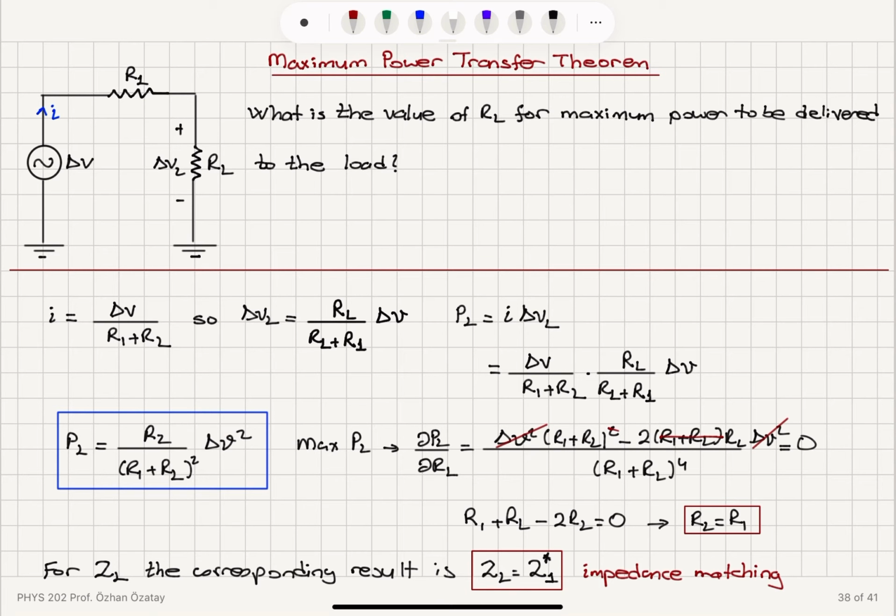We have seen the maximum power transfer theorem. When we maximize the power transferred to a load from an AC source with resistance R1, we see that the maximum power transfer will occur when our load is equal to R1. And we can generalize this to Z load and Z1. When the output impedance matches the complex conjugate of the impedance of the source, we will have maximum power transfer.